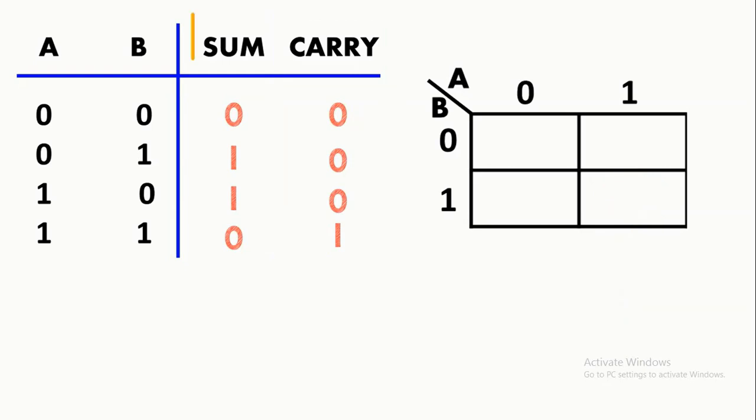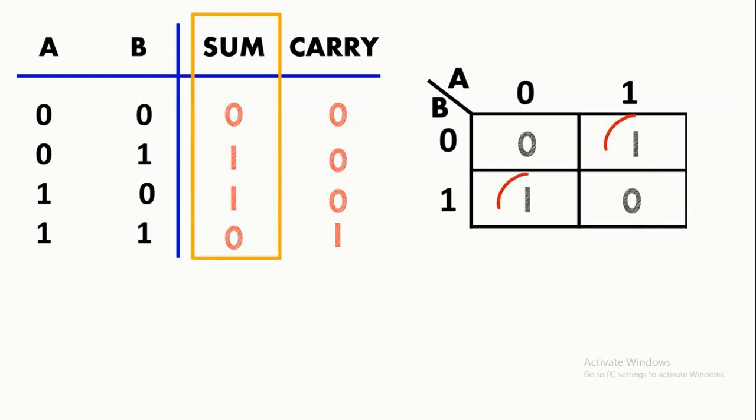Let's update the K-map for sum. Let's group the terms. Well, no grouping here. And write the expression for this term. This is A and B bar since A is 1 and B is 0. So while writing the SOP, or sum of products, we represent it as A and B bar.